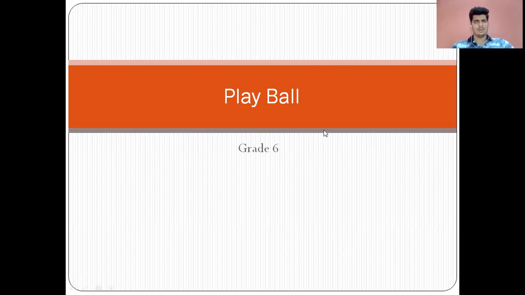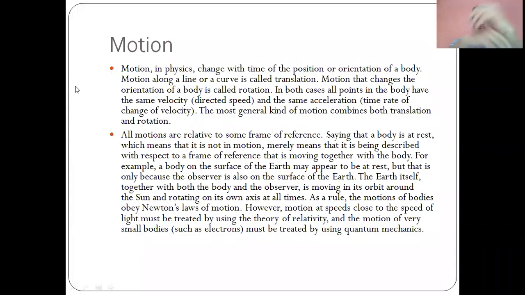Now, by play ball, you may have assumed a cricket ball or tennis ball, which we usually play. Exactly. And what it depends on is motion. So, today we are going to study about motion. Now, motion you might have in your syllabus. Motion in physics is a change with time of position or orientation of a body.